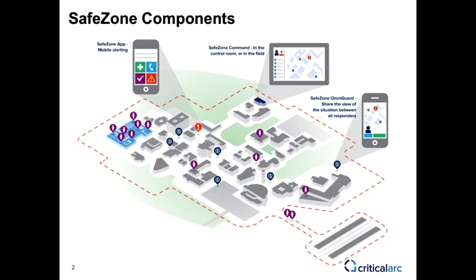By carrying the Safe Zone Omniguard application on a ruggedized iPhone, officers in the field are sharing their location with each other in the field consistently. And they can see, whilst in the field, any alerts and alarms that occur in their area of responsibility.